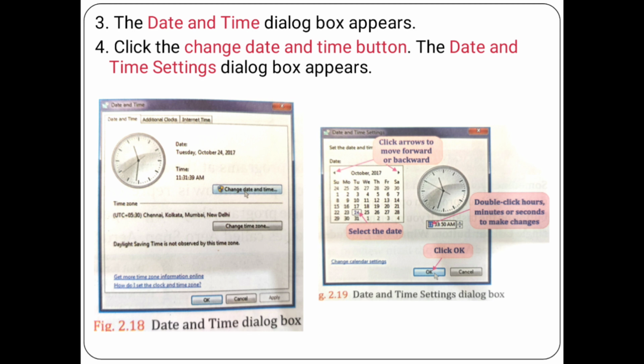Fourth step, click the change date and time button. So in that dialog box, you have to click the change date and time button. The date and time settings dialog box will appear. In the second picture, the second dialog box will appear, that is the date and time settings dialog box.